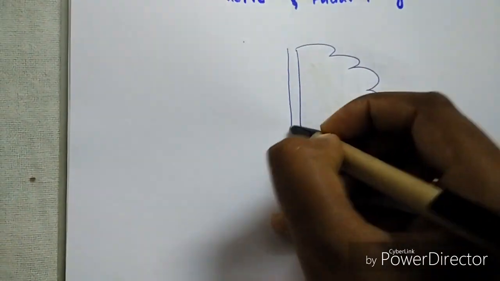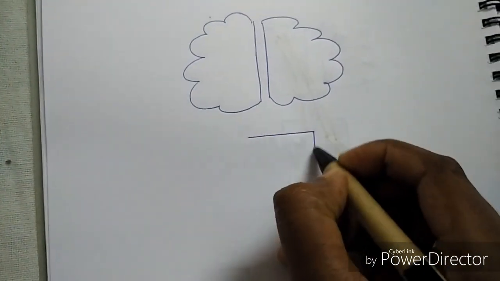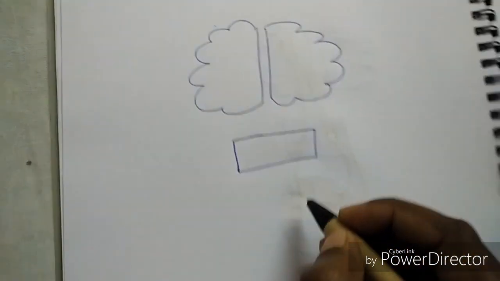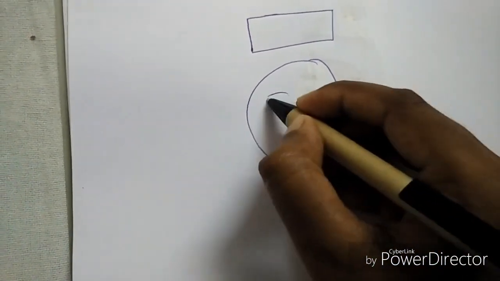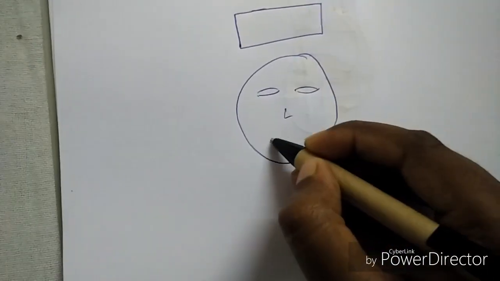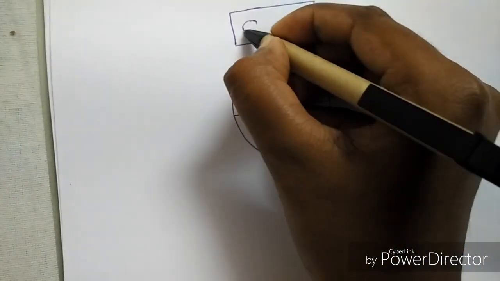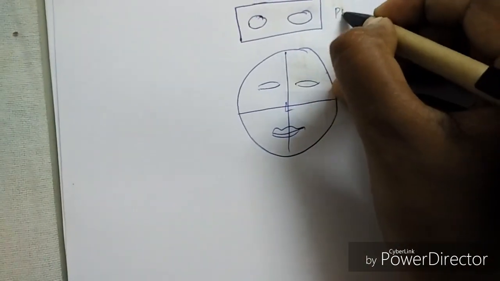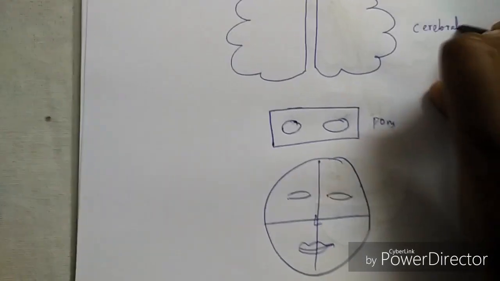Imagine that this is one cerebral cortex, this is the other cerebral cortex, and imagine that this is the pons and this is the face. For convenience, I'm dividing the face into 4 equal parts. This is the pons, this is the cerebral cortex.